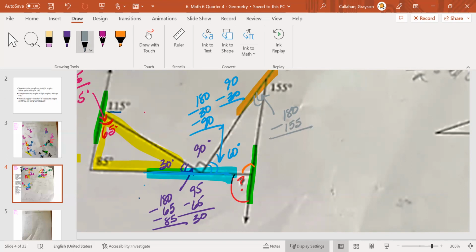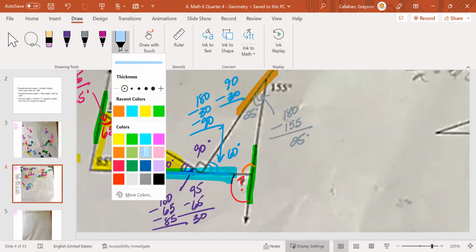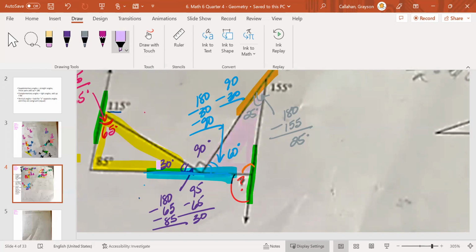So when I subtract it, I'm going to get 25 degrees. Do you agree with me? Okay, now let's take a look at this purple triangle. Can you see the purple right here? This purple triangle is 180, right? So for me to find this orange angle right here, 180 minus what are the two other angles in this purple triangle? You're getting it better.